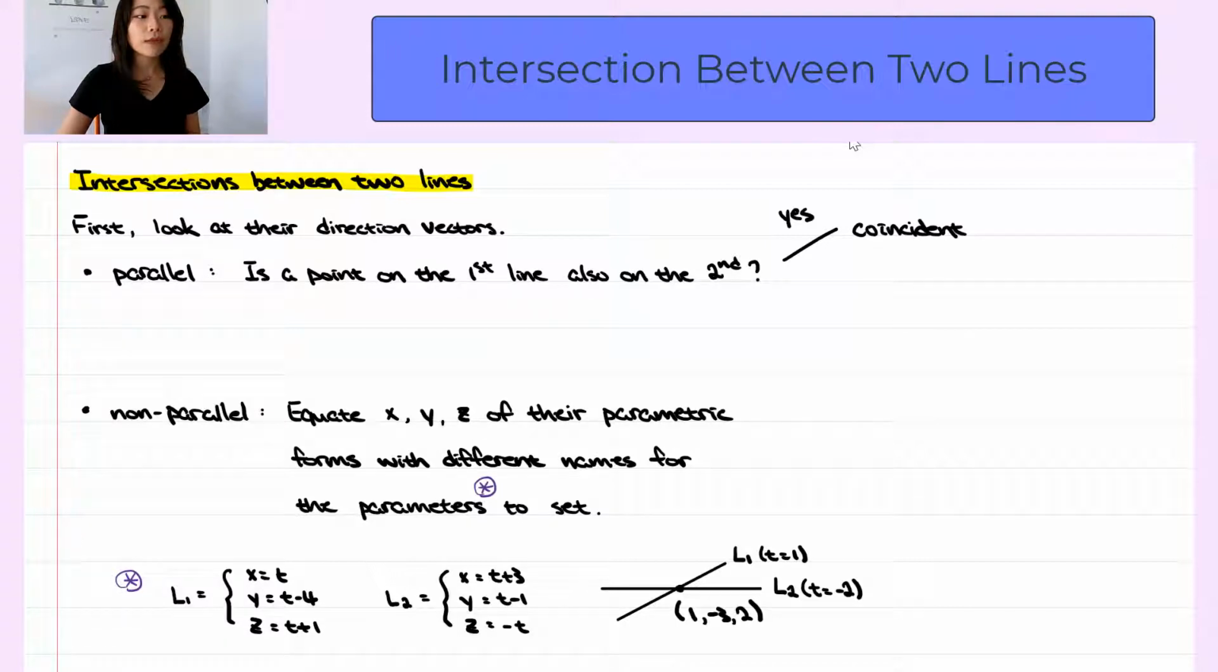What if a point from the first line is not on the second line? Here's the visualization. There are two parallel lines. A point from the first line is not on the second line. Then these two lines are parallel and distinct. They are not overlapping with each other.